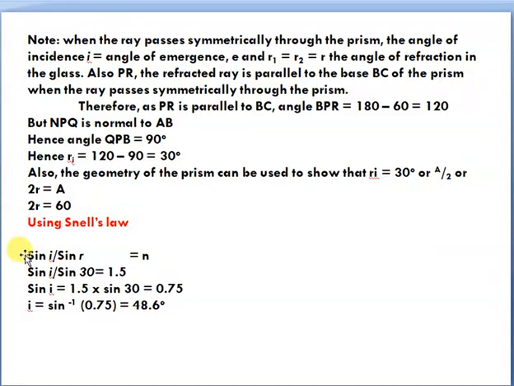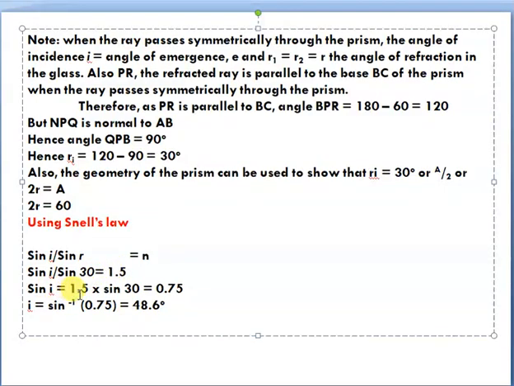of the ray. Now we are going to use our Snell's law, where we have that sine I over sine R is equal to N. Now sine I is what we are looking for, all over sine R, which we have found to be 30. That is sine I over sine 30 is equal to N. From the question, we were given N to be 1.5. Now sine I, we will do cross multiplication. It will be equal to 1.5 times sine 30. Remember, sine 30 is 0.5. When we multiply that, we have 0.75.